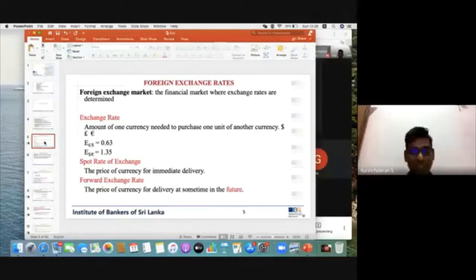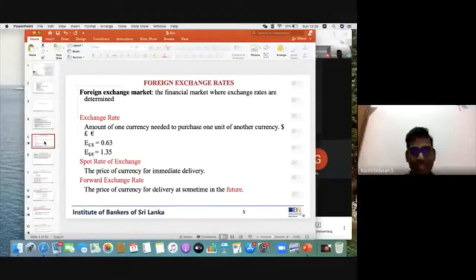Now if you are going to buy dollars, you have to pay for that, so you are going to pay in LKR, Sri Lankan rupees. If you're going to buy $1, what's the price of that dollar in terms of Sri Lankan currency? That's the exchange rate. So you are getting currencies at a determined rate. That is called the exchange rate.